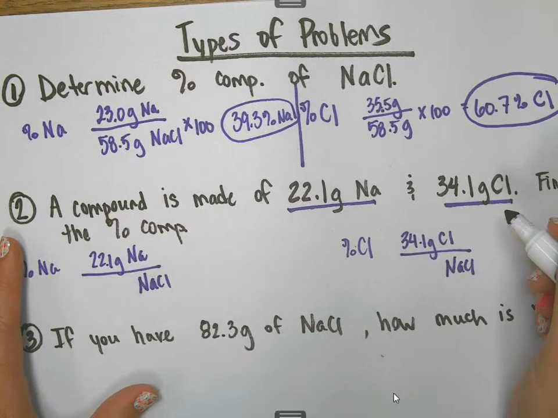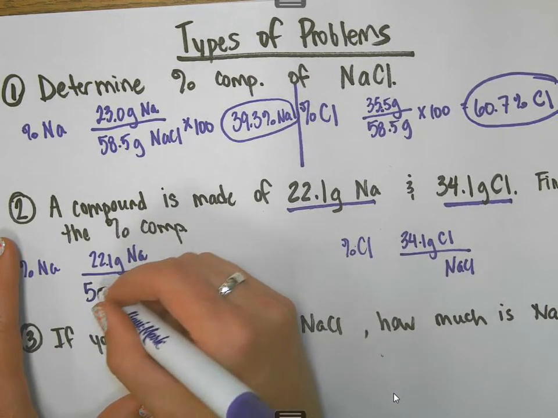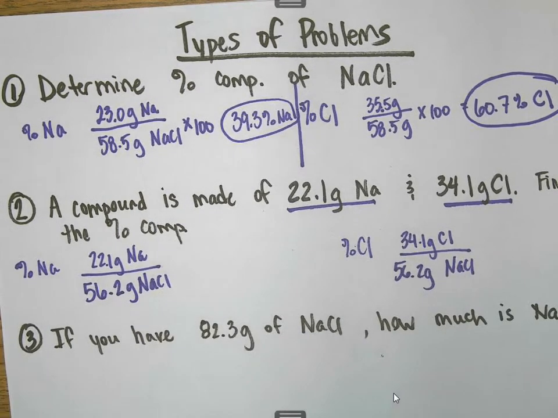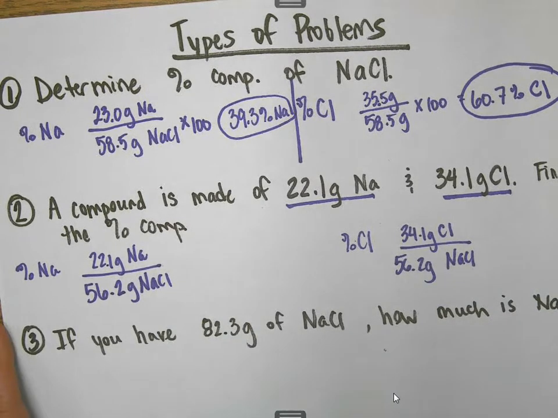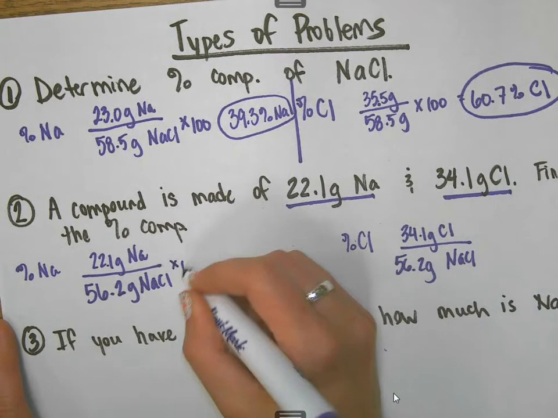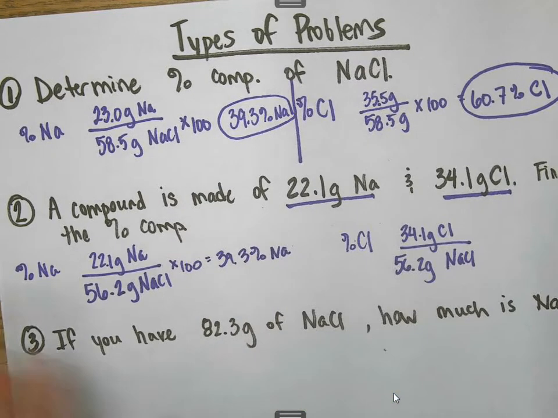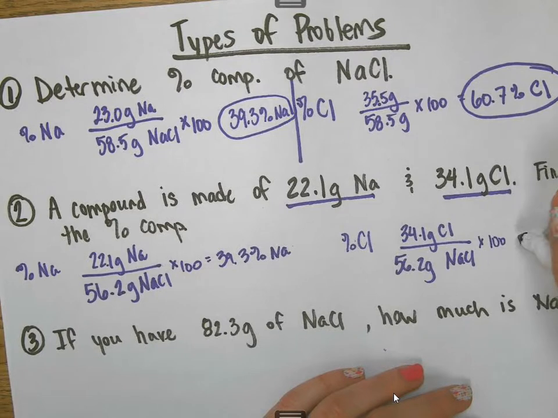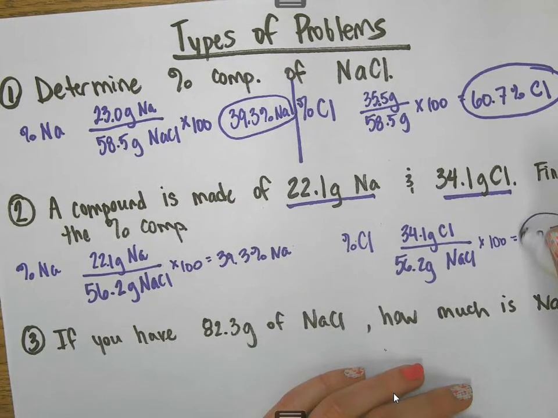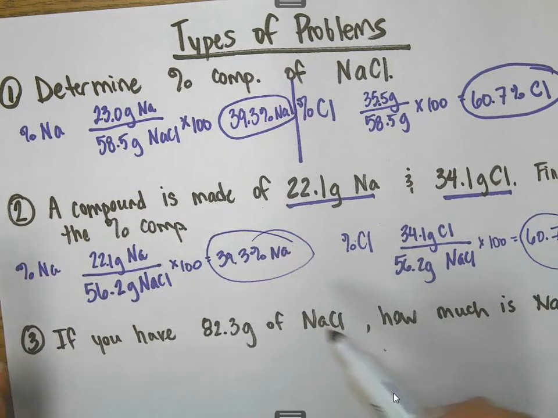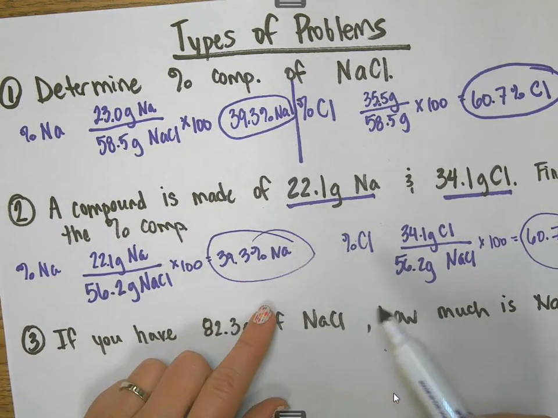I add the two things together. So that's going to give me 56.2 grams for my total. And if I work this out, I'm going to find out the percentages, which should be the same as what I did before. Multiply it by 100, you'll get 39.3% sodium, and you will multiply this by 100 to get 60.7% chlorine. The reason it works out the same, even though my numbers are different, is because it's always the same ratio. It's always going to be the same percentage no matter what I have.